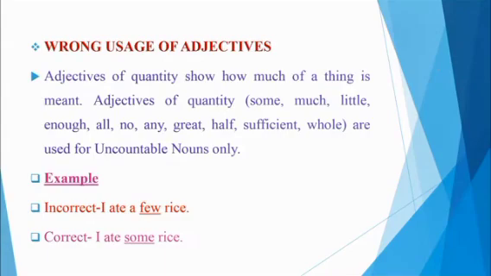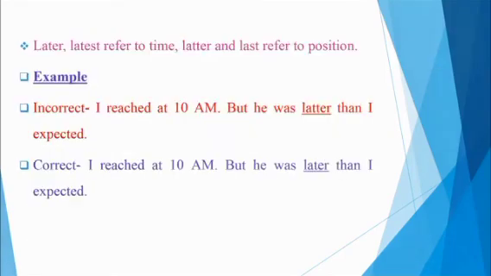Adjectives of quantity show how much of a thing is meant. Adjectives of quantity: some, much, little, enough, all, no, any, great, sufficient, whole, are used for uncountable nouns only. Here, rice is the uncountable noun, right? So we use the adjective some with it. Next rule is that later, latest refer to time. Later and last refer to position.